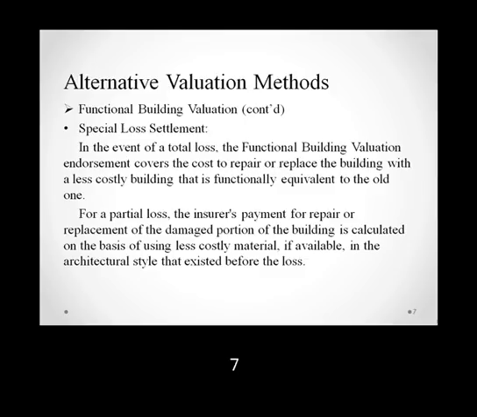However, if it is a partial loss, it doesn't make sense for the insurance company to tear the whole building down. In that case, the insurance company will repair and replace the damaged portion of the building. The insurance company will use less expensive material, but at the same time will maintain the architectural style that existed before the loss. So if there's a total loss, the architectural style would not be maintained. However, for partial loss, the insurance company will do its best to maintain the architectural style of the building.